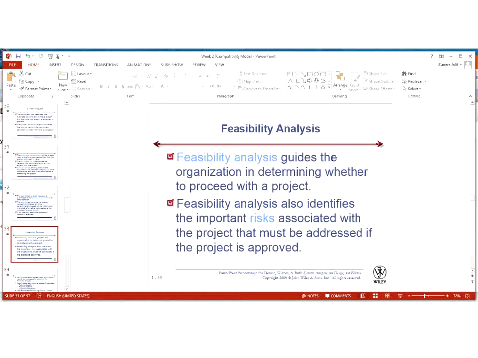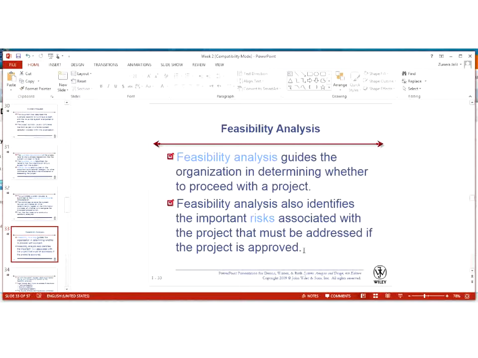The feasibility analysis is done, which guides the organization in determining whether to proceed with the project or not. So feasibility analysis tells whether it is feasible for the organization to go for this project or not. If it is feasible, then the organization goes for it. And feasibility means it is feasible in terms of existing resources, feasible in terms of money, and feasible in terms of output as well. So if it is not feasible, then the organization may decide to decline this project.